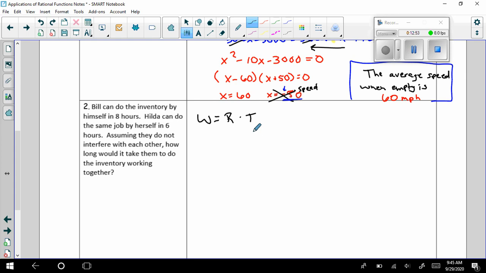Bill can do the inventory by himself in 8 hours. Hilda can do the same job by herself in 6 hours. Assuming they do not interfere with each other, how long will it take them to do the inventory working together?